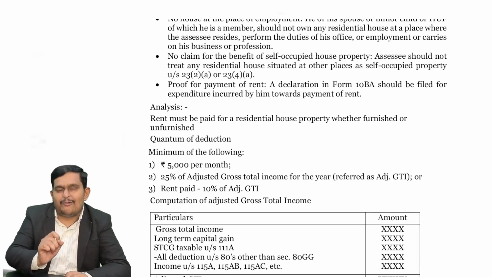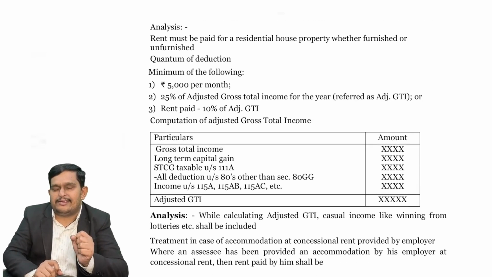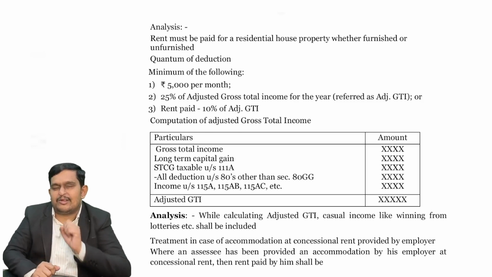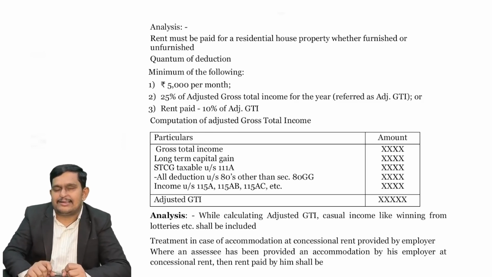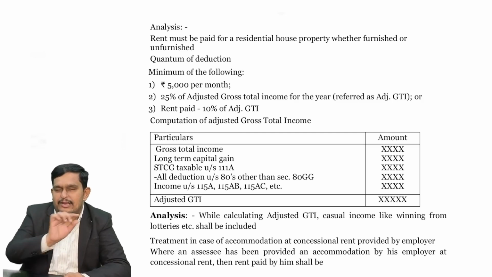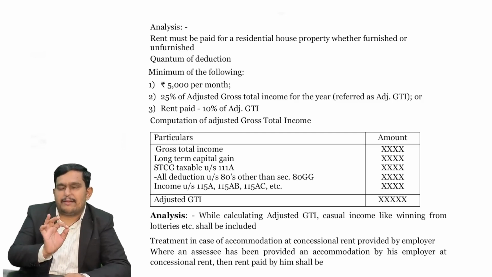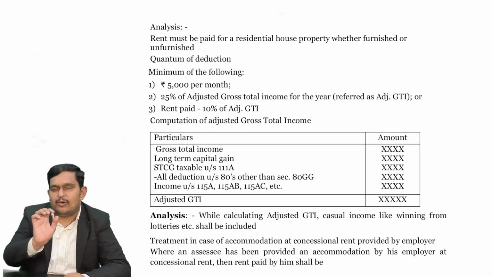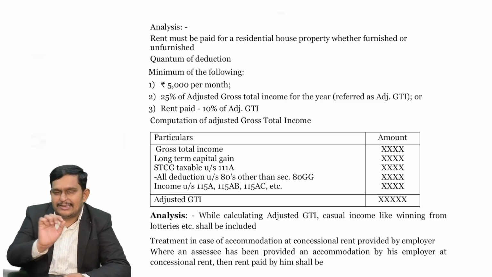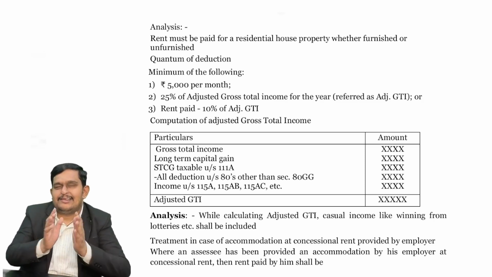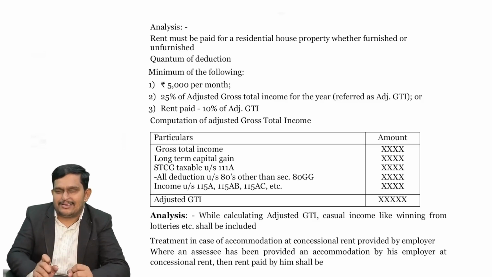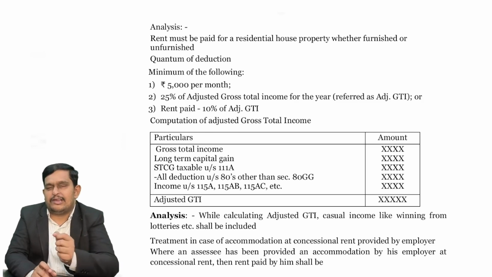Very good. Next thing I wanted to tell you, adjusted gross total income is very easy. You compute gross total income normally. Then take that gross total income. From that, deduct the long-term capital gain, whether it is 112 or 112A, doesn't matter. All long-term capital gains are deducted. Of short-term capital gain, only 111A short-term capital gain is deducted. Deductions under 80C to 80U other than 80GG are deducted. Then incomes which are mentioned under 115A, 115AB, 115AC are deducted. You will get adjusted gross total income.